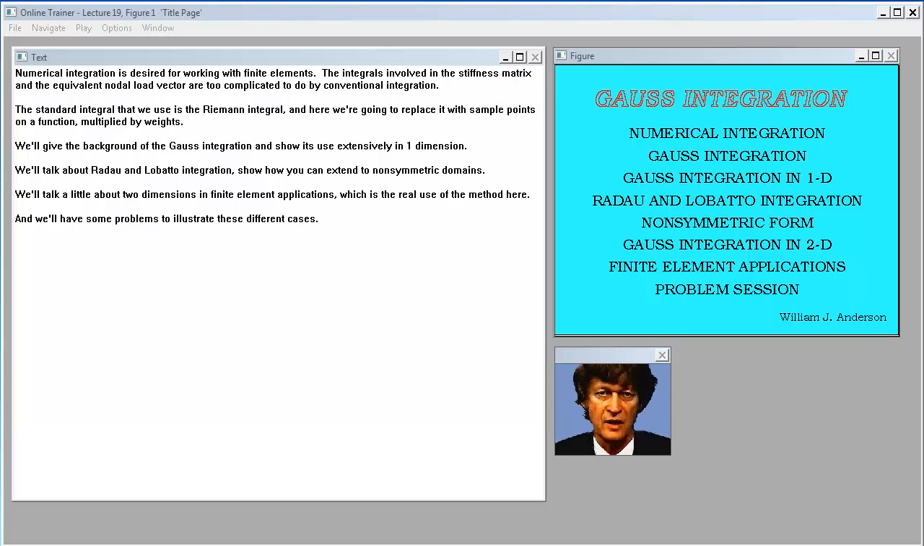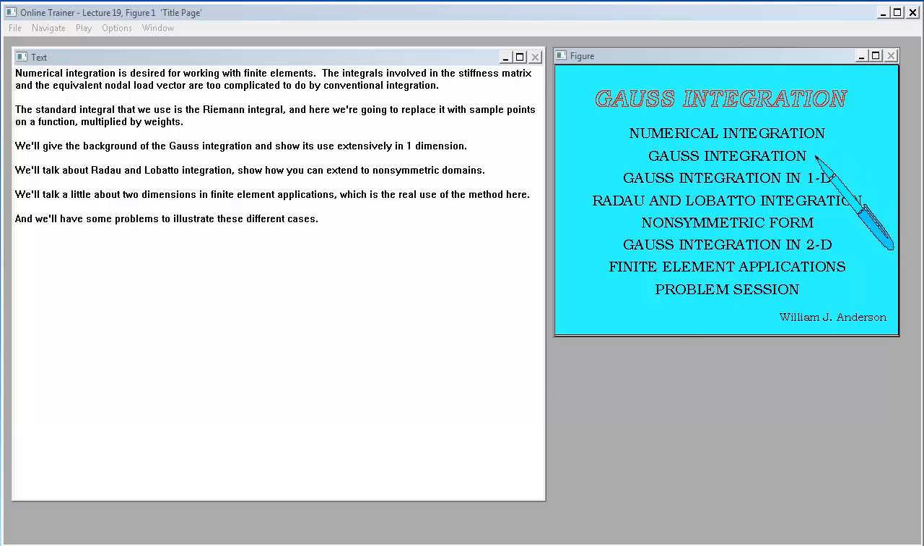Numerical integration is desired for working with finite elements. The integrals involved in the stiffness matrix and the equivalent nodal load vector are too complicated to do by conventional integration. The standard integral that we use is the Riemann integral, and here we're going to replace it with sampled points on a function multiplied by weights.